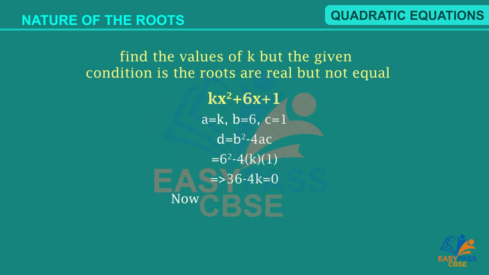Now, the roots are real, so the discriminant is greater than or equal to 0, that means 36 minus 4k greater than or equal to 0. Therefore, 36 is greater than or equal to 4k, or k is less than or equal to 9. Therefore, when k is less than or equal to 9, the equation can have real roots.